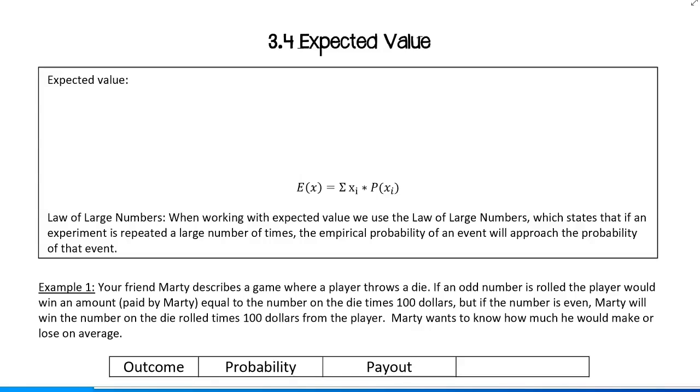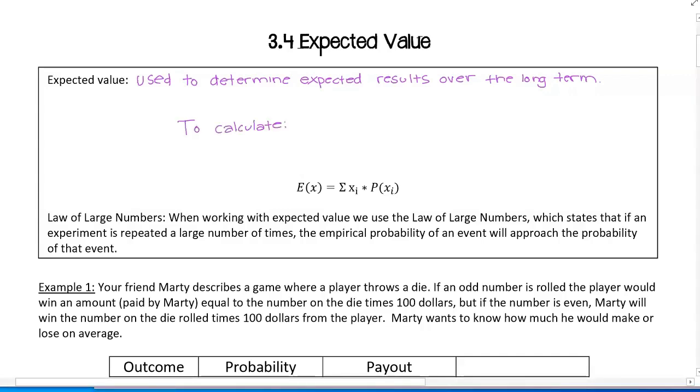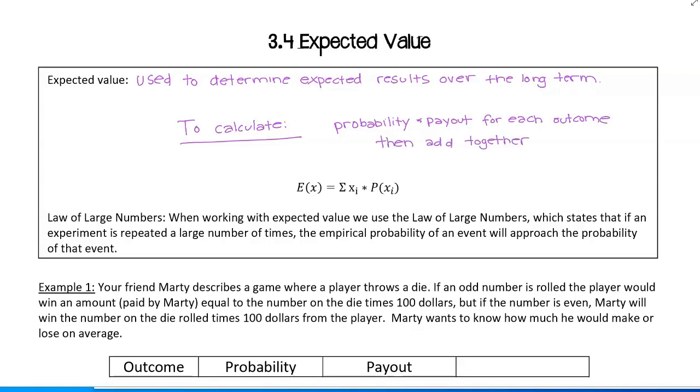In this section, we are going to discuss expected value. Expected value is used to determine the expected results over the long term. To calculate the expected value, we are going to multiply the probability times the payout for each outcome. Then we're going to add that all together.